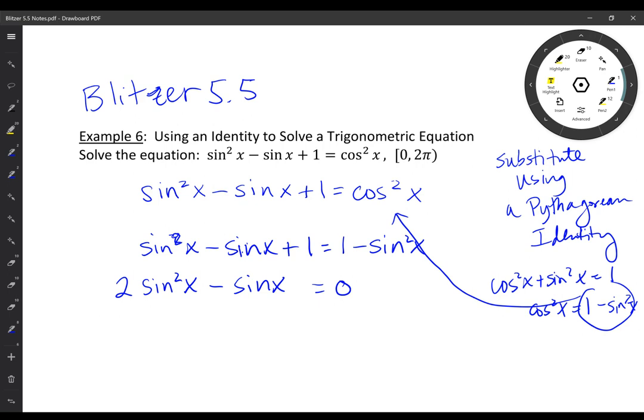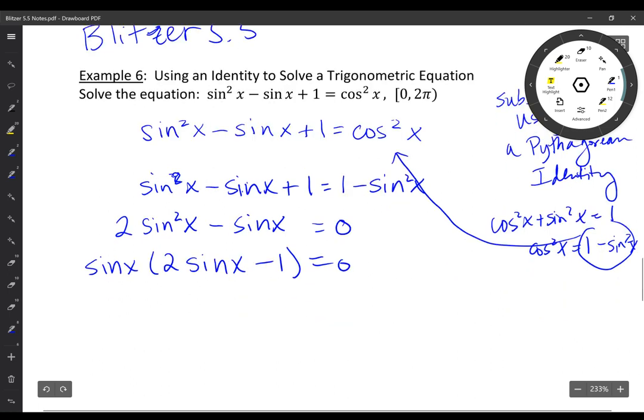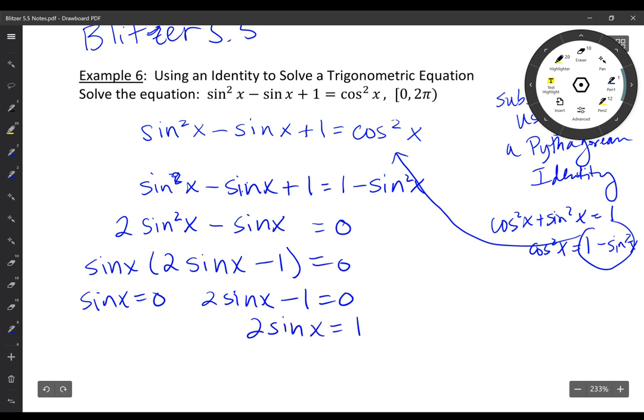So now I can go ahead and factor again. Like on the last couple, we can use that strategy. So I could factor out a factor of sine x. And I'm left with 2 sine x minus 1 equals 0. And then we can go ahead and solve using the zero product property. Either the sine of x equals 0 or 2 times the sine x minus 1 equals 0. And then we'll just go ahead and solve the second one for sine x.